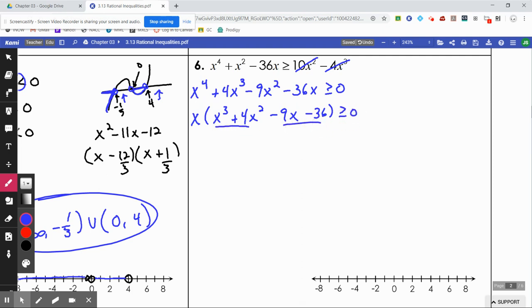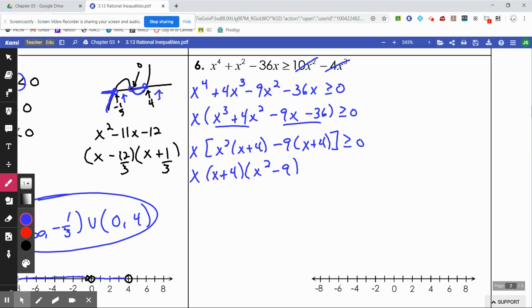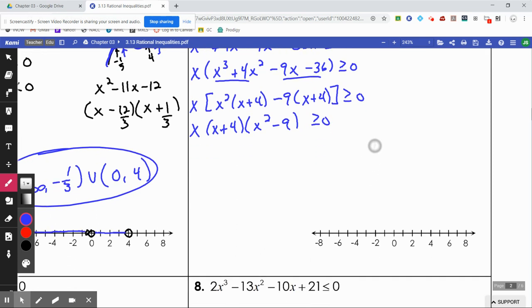Let's factor by grouping. Put some brackets here. We're going to factor out an x squared. You're left with x plus 4. We're going to factor out a negative 9. You're left with x plus 4. So it is factorable by grouping. Factor out the x plus 4, and you're left with an x squared and a minus 9. So there is your new problem.